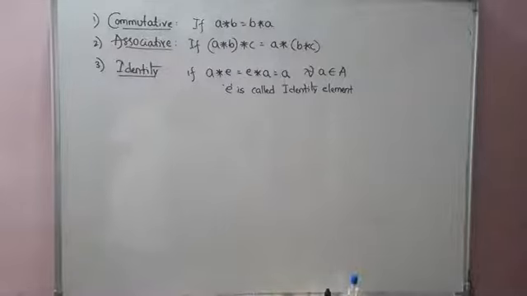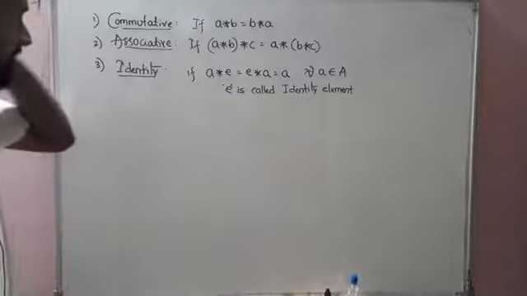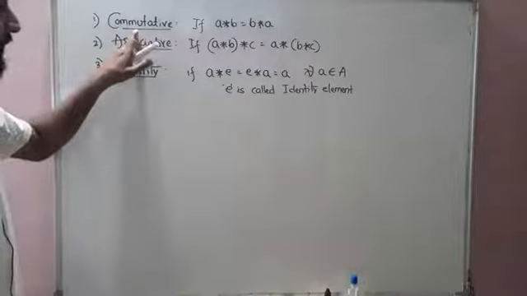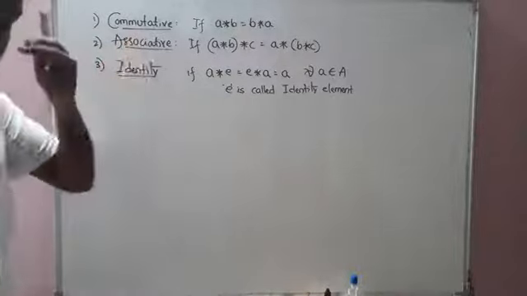Well, let's move on to the next one. That is, there are some properties that we need to know. The first one is commutative, associative, and identity.